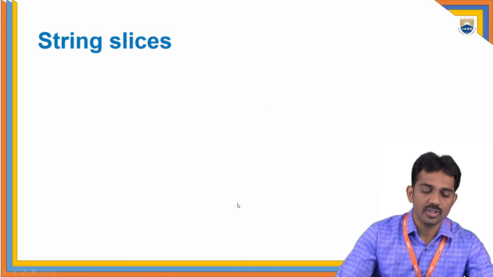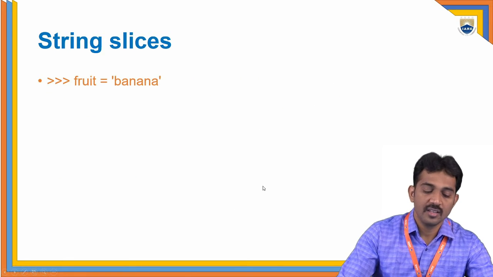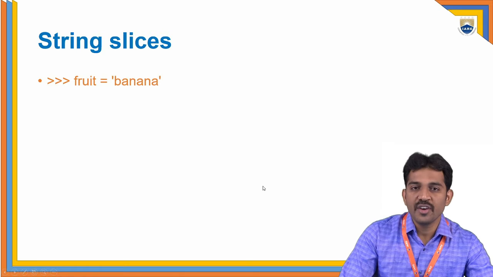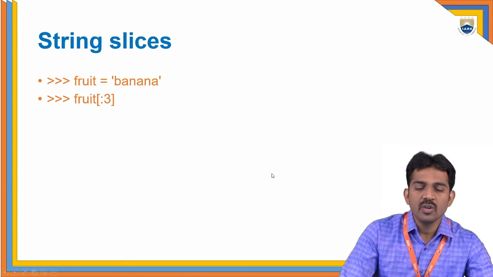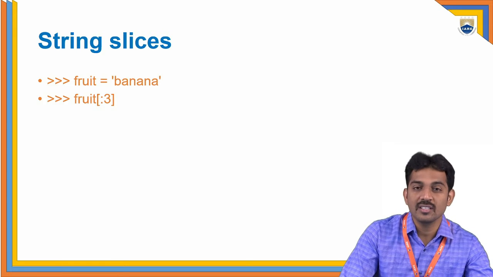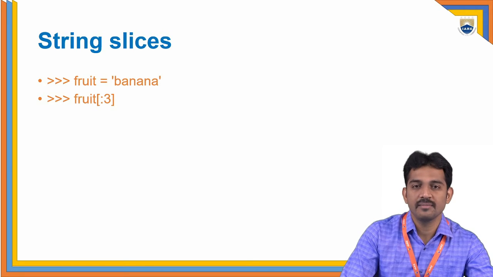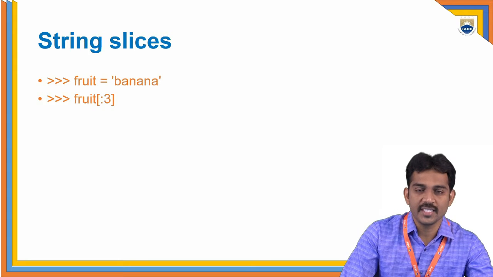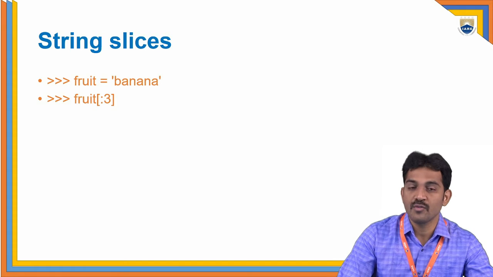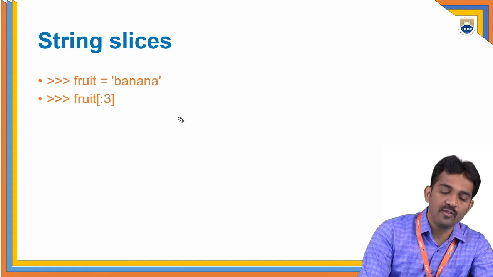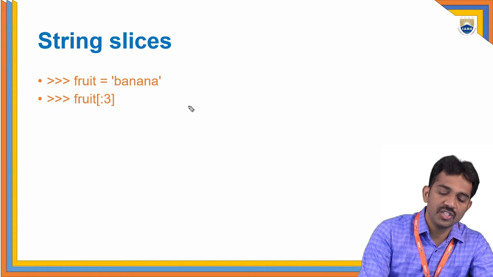Let us see one more thing, string slices. So fruit is a variable, it contains banana, right? What is the result if you forget to give the starting index? Please note this. If you forget the starting index, by default it takes the value 0.